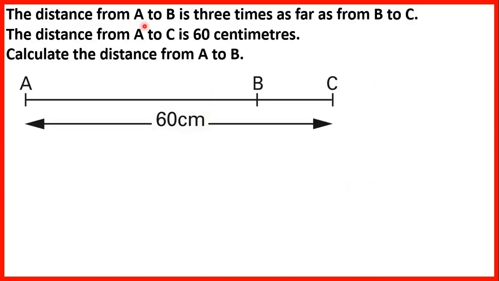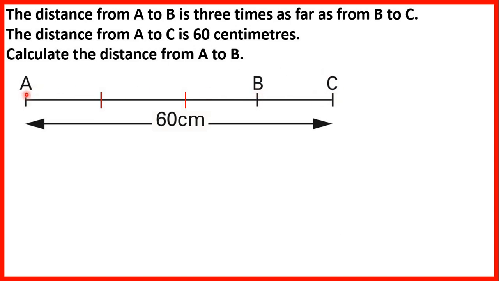The distance from A to B is 3 times as far as from B to C. The distance from A to C is 60 centimetres. Calculate the distance from A to B. Well, A to B is 3 times what B to C is. So to make it easier for us to understand, we can mark 3 lines to get from A to B and then have 1 line to get from B to C, because A to B is 3 times as far.